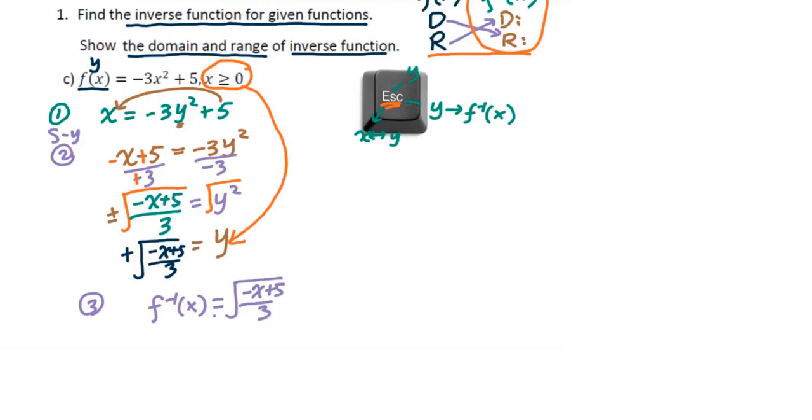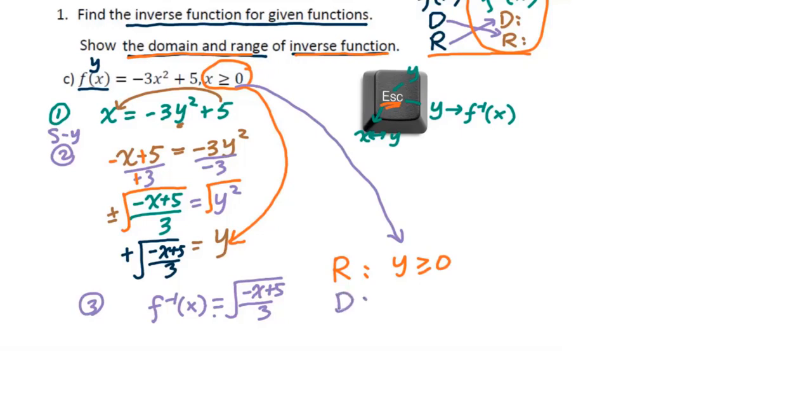We need to figure out the domain and the range of the inverse function. We are already given the domain of our original function. Therefore, we get the range: y greater than or equal to 0, which we got from here. That's the range. The domain of our original function is the range of our inverse function.